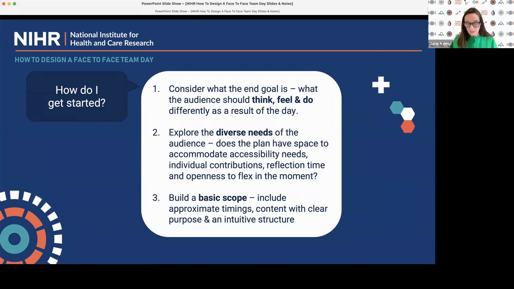And then from there, we can build that basic scope, which we can then flesh out and add more detail to, but making sure that we've got a bit of time in there. So if we need to, how can we make sure there's time to flex? Okay, from here, we can then take it into thinking about how can I bring this to life? I've got a scope. I know why I'm doing it. I know who's coming. How do I make it engaging and interactive?